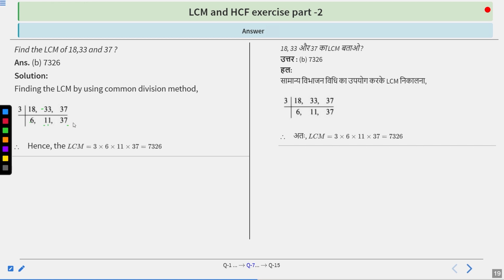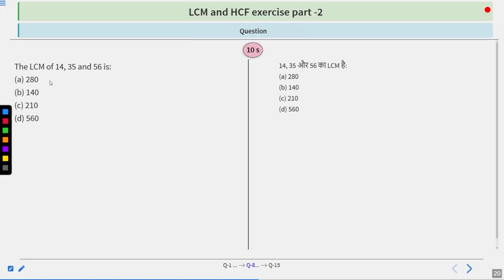Since we are getting two prime numbers and 6 can be 2 into 3, instead of going to the last stage, we can also multiply these numbers, that is 3 into 6 into 11 into 37 to get 7326. So option number B, 7326, is the correct answer.